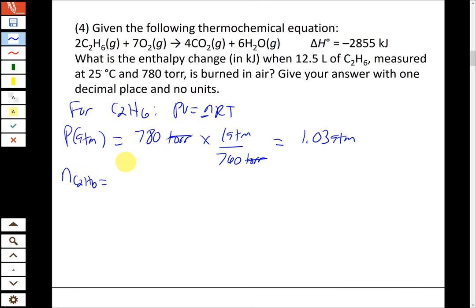So we're going to just rearrange this. It's going to be PV over RT. And so the pressure is 1.03 atmospheres. We have 12.5 liters.